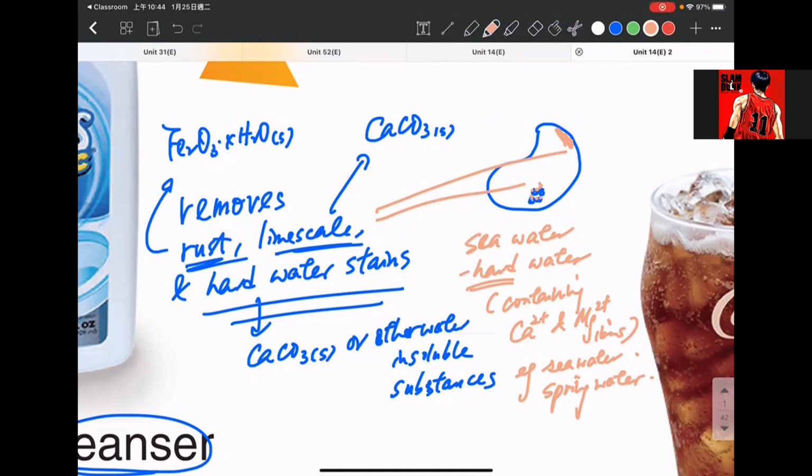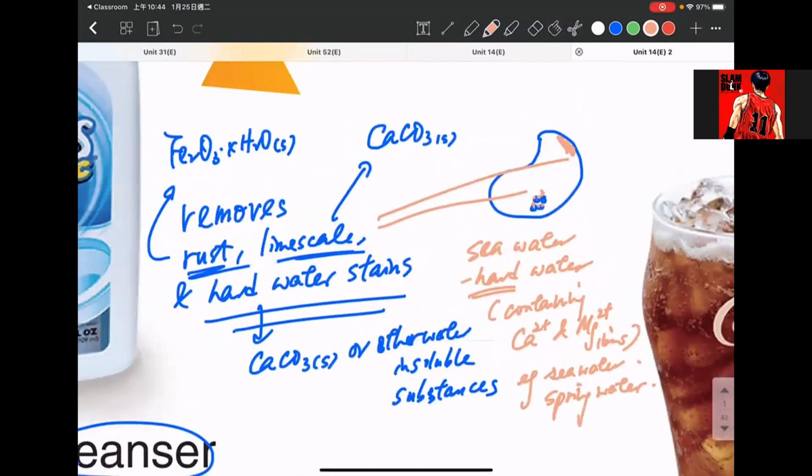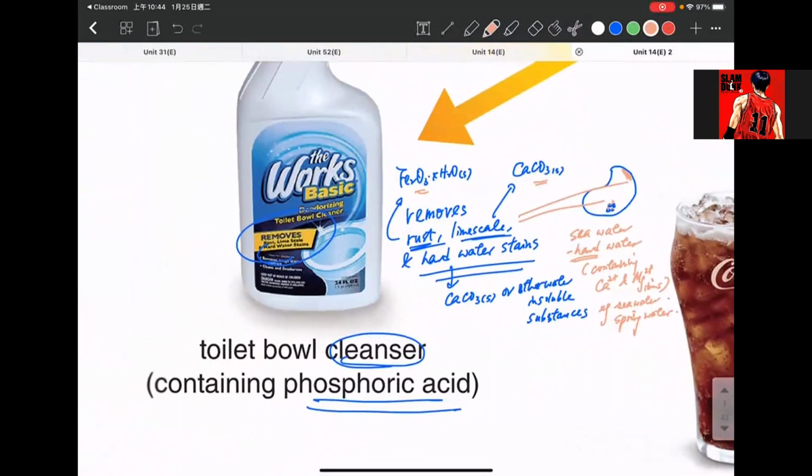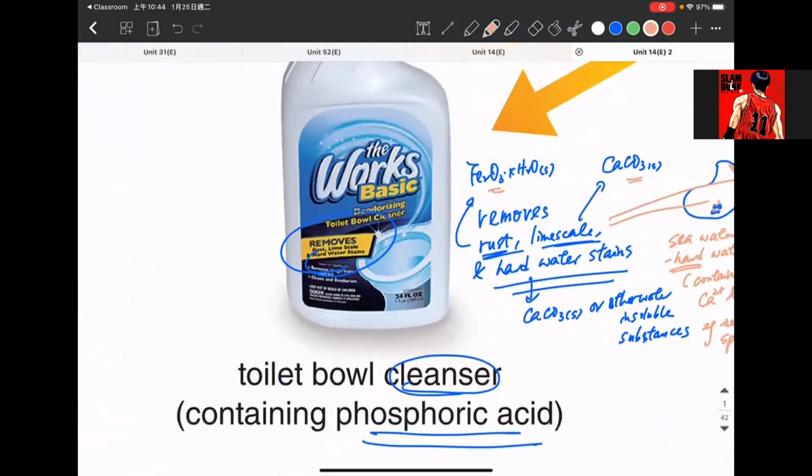The acid will react with the metal oxide and carbonate to form something water soluble. So that's why you will use those bowl cleansers for help. So what is the chemical? It is phosphoric acid, 磷酸, which will help dissolve those water insoluble substances into water soluble substances, such that you can flush them to the drainage pipe easily. Okay, is that clear?